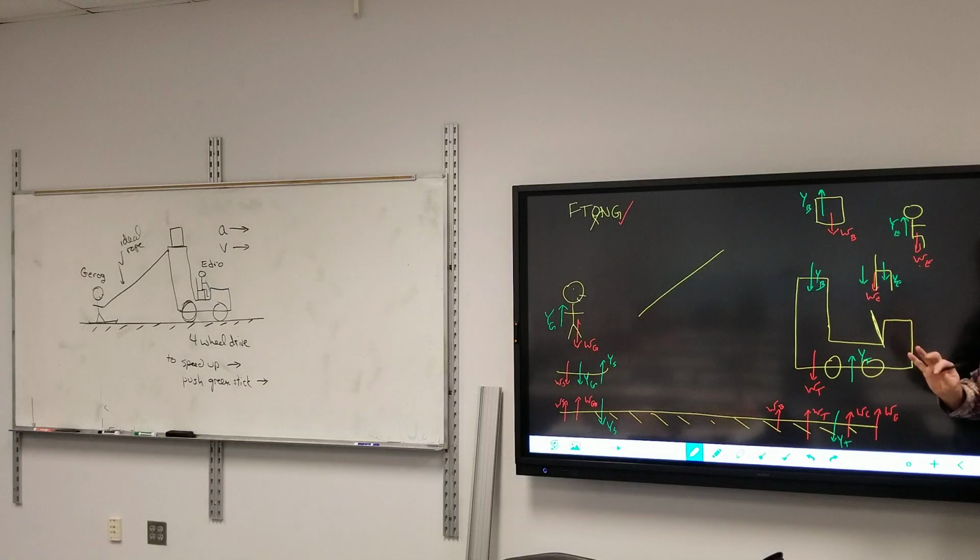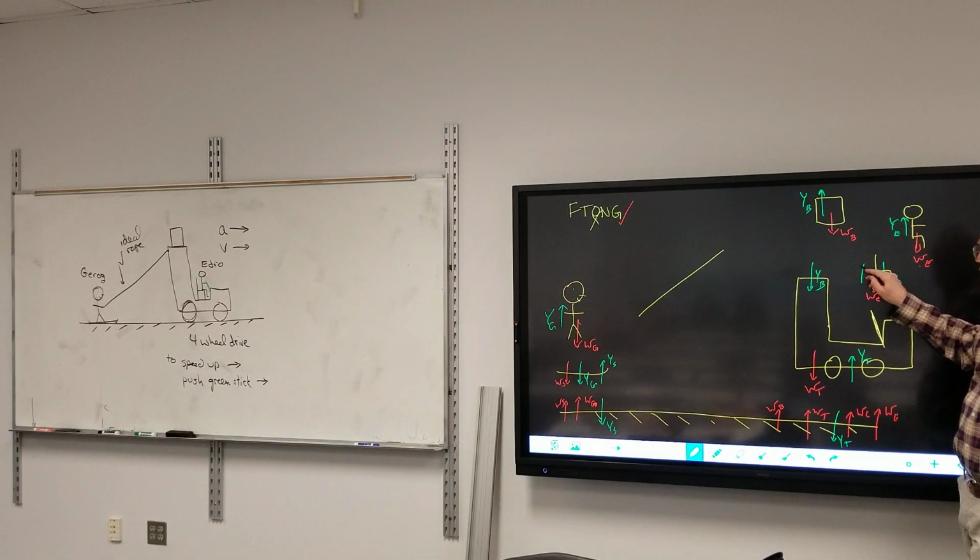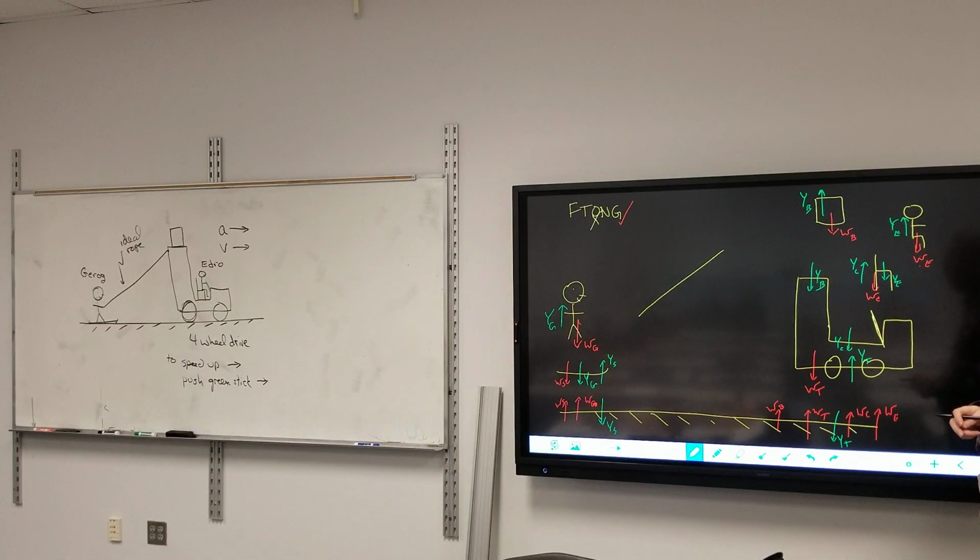What is wrong, just at a quick glance, if these are the 3 vertical forces acting on the chair, what's wrong with this? There's 2. Yeah. That chair's going to go right through the car. Yeah, there's nothing holding it back. So why chair? And I think that's it for normal force.